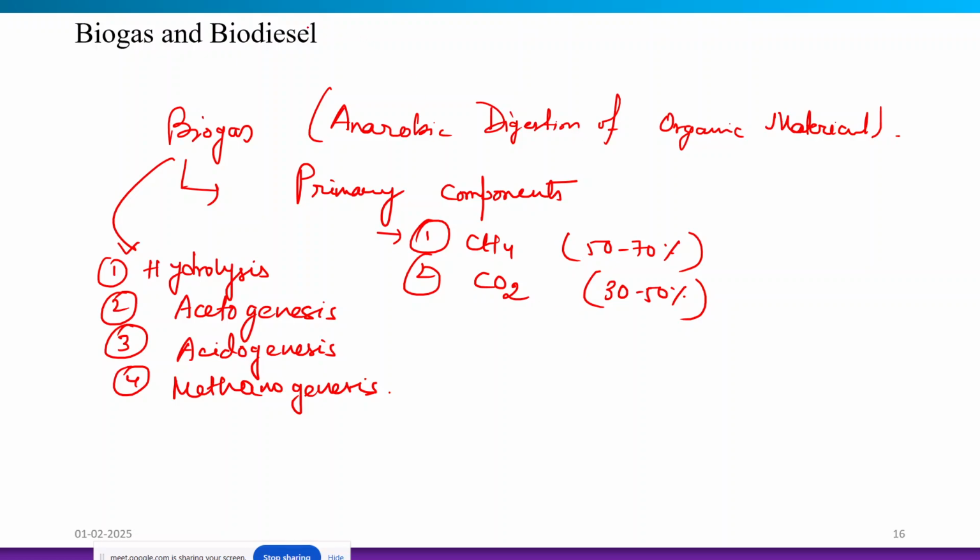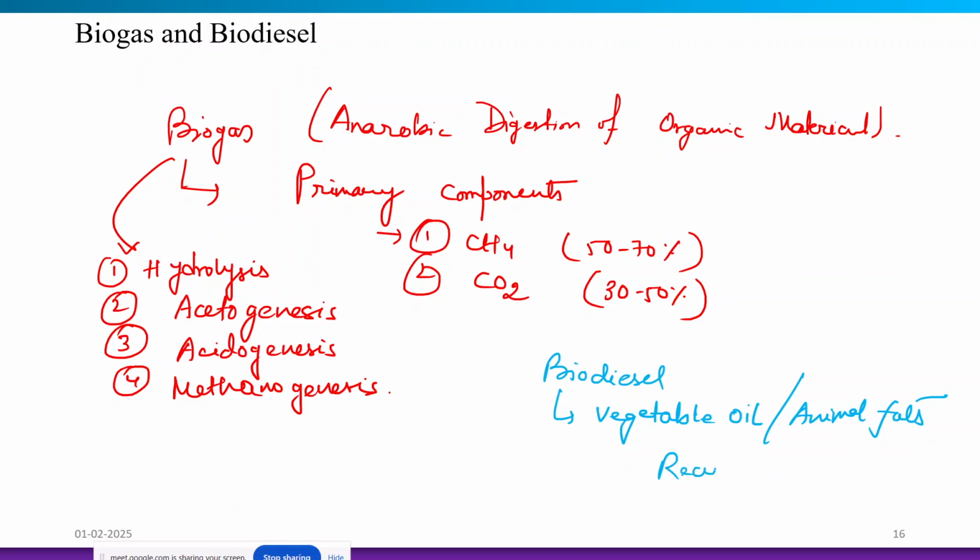And when we are talking about biodiesel, it is produced from vegetable oil, further processed vegetable oil, or animal fats, or discarded or recycled cooking oils. Those kinds of oil sources are used. Trans-esterified products are used for commercial production of biodiesel. This biogas and biodiesel portion will be discussed in later classes, not today.